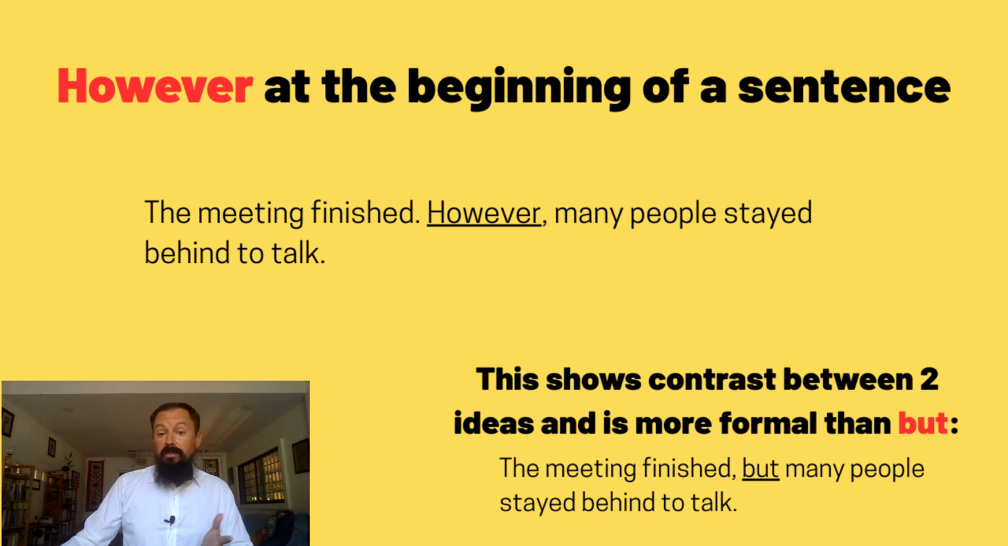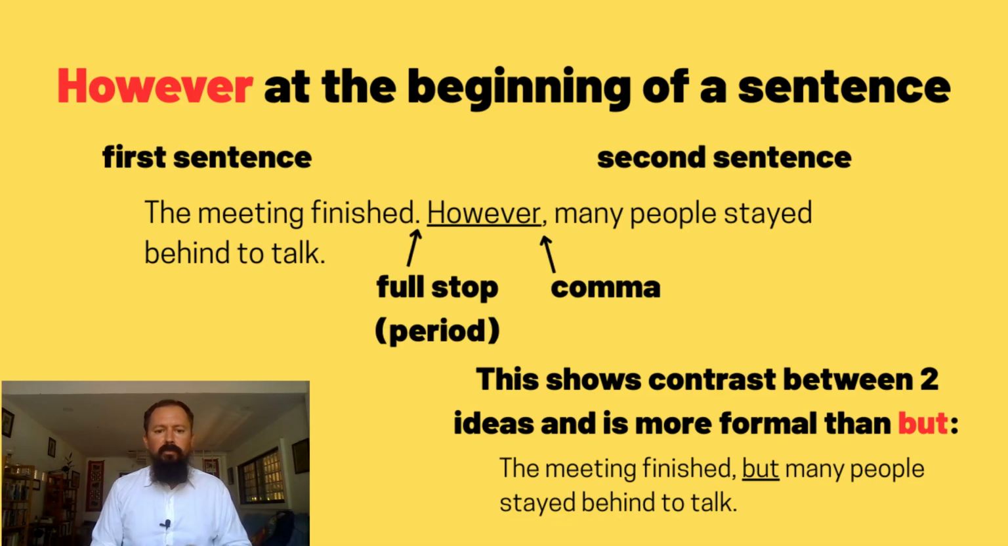We use however because it's more formal than but, and also because it's a different part of speech. We can see here we've got our first sentence, then we have a full stop, which in American English is called a period. Then we have our conjunctive adverb, however. Then we have a comma. Then we have the second sentence. So this structure is actually used with lots of conjunctive adverbs. We can use words like therefore or meanwhile, but we've of course got to pay attention to the specific meaning, and here this word shows the correct degree of contrast between these ideas.